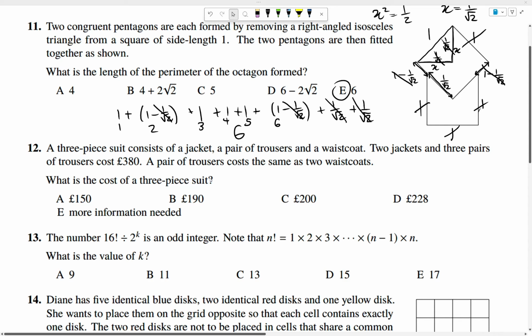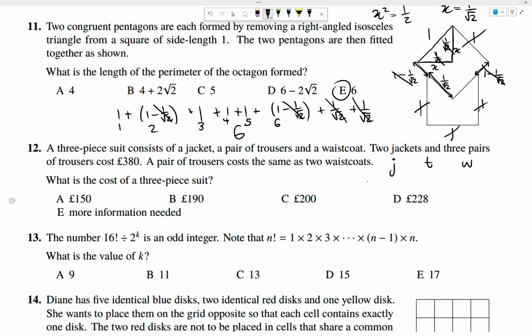A three-piece suit consists of a jacket, a pair of trousers, and a waistcoat. 2 jackets and 3 pairs of trousers cost £380. A pair of trousers costs the same as 2 waistcoats. What is the cost of a three-piece suit? So I'm going to write each cost out algebraically. So I'm going to let jackets equal J pounds, trousers T pounds, and then a waistcoat W pounds.